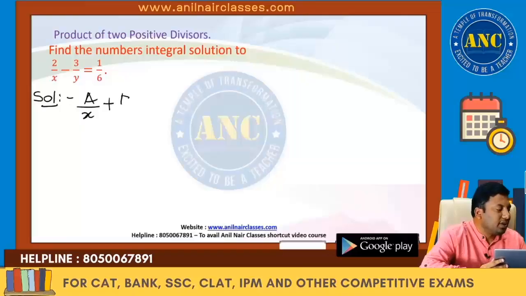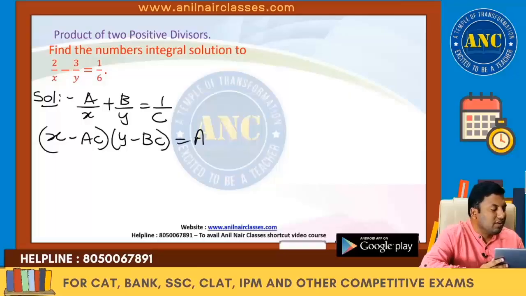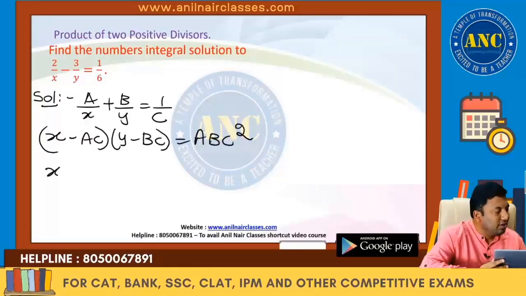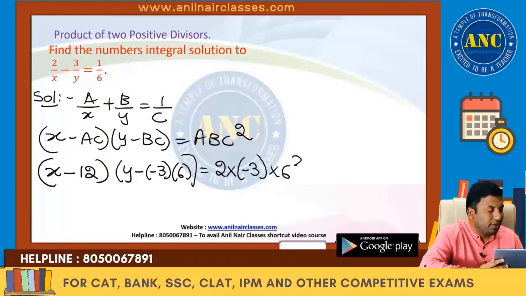a by x plus b by y equivalent to 1 by c. If it is of this form, the answer is (x minus ac) into (y minus bc) equivalent to a into b into c square. So it will become (x minus 2 into 6, that is 12), x minus 12, (y minus bc, minus of minus 3 into 6) equivalent to 2 into minus 3 into 6 square. I hope it is clear.